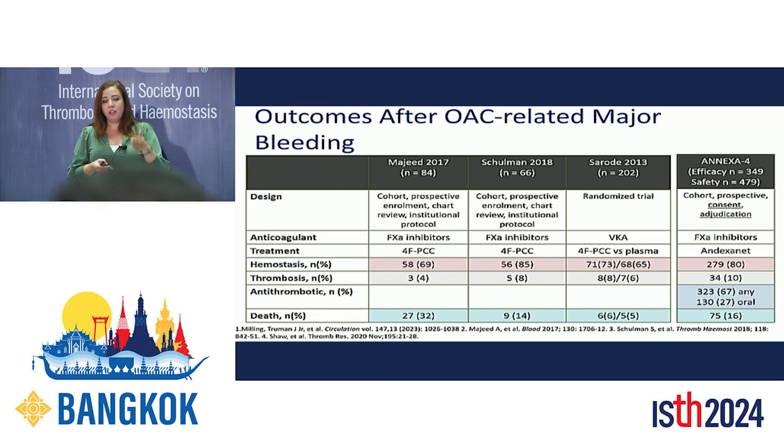So if we look at Majid 2017, on the left-hand column, you can see the death rate there was 32%, and the thrombotic event rate looks really low among people who received PCC. We just have to keep in mind that unfortunately a third of that population died and wouldn't have been counted as part of people who could have gotten, or who are at risk for, thrombosis because of that. You can also see on the right-hand side in the Annexa-4 study that only a third of people started some type of anticoagulant, and only a third of them started an oral anticoagulant.